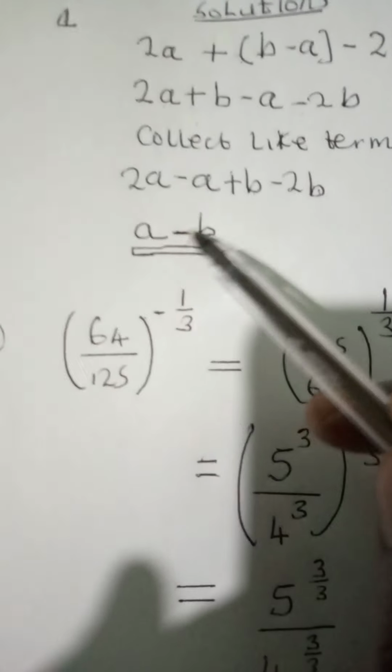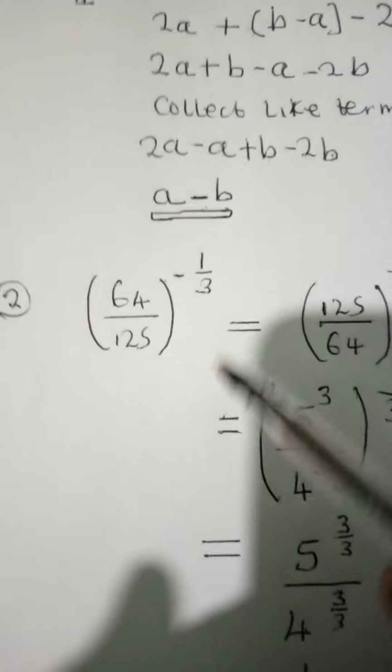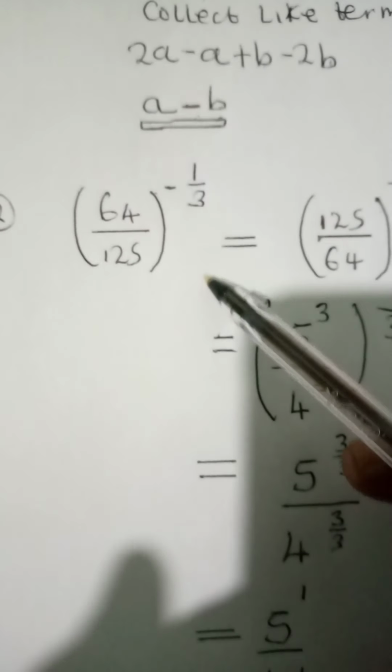From here, we can't subtract b from a because a and b are two different terms. So this is our final answer. Then on the next question, the indices.